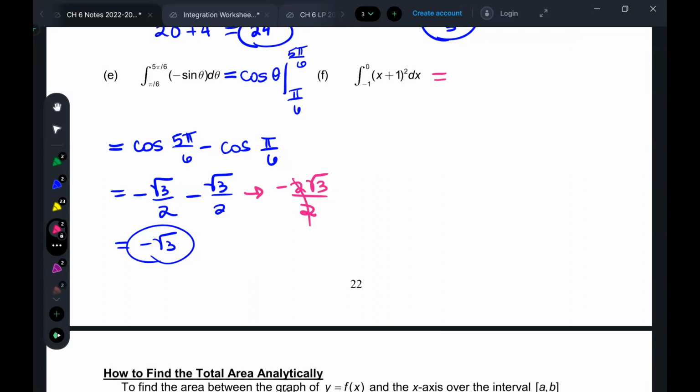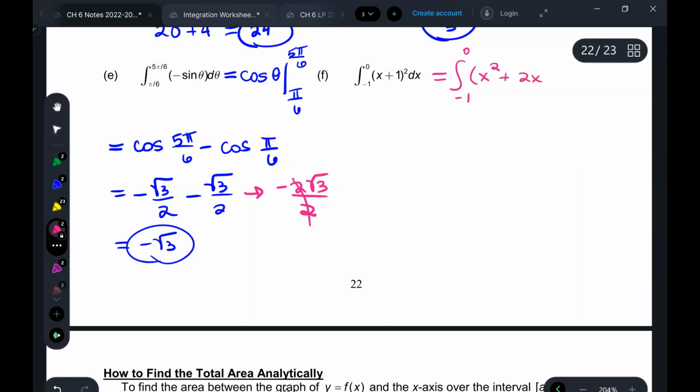Next one. Okay, so we have to do something before we can integrate it. Yeah, we have to multiply that out, basically. So we have x squared plus 2x plus 1.